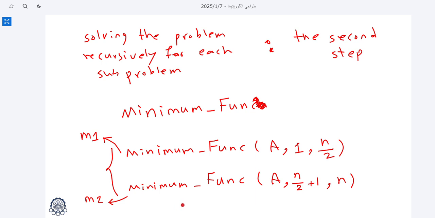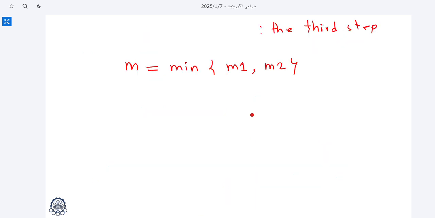So in the third step, we should find the minimum of the total array. What's the minimum of the total array? How can we compute it from m1 and m2? It's enough to compare m1 and m2. Whichever is smaller is the minimum of the total array, the minimum of the original array. So we compute the minimum of m1 and m2. And this is the third step of our approach.